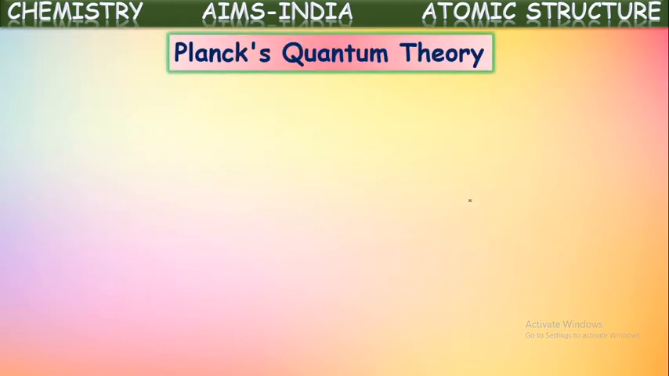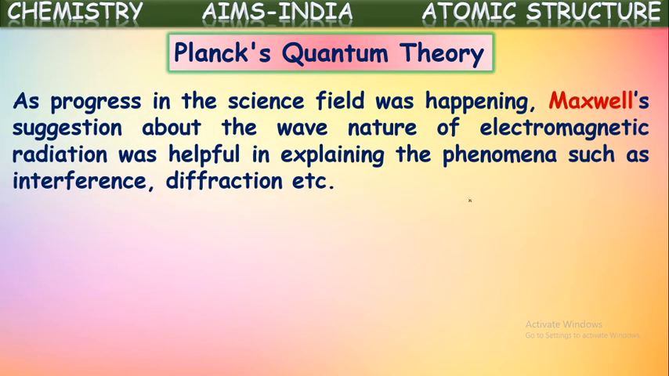Next, one more theory, Planck's quantum theory. As progress in the science field was happening, Maxwell's suggestion about the wave nature of electromagnetic radiation was helpful in explaining phenomena such as interference, diffraction, etc. These phenomena were explained very well by Maxwell's suggestion about electromagnetic radiation and its characteristics.